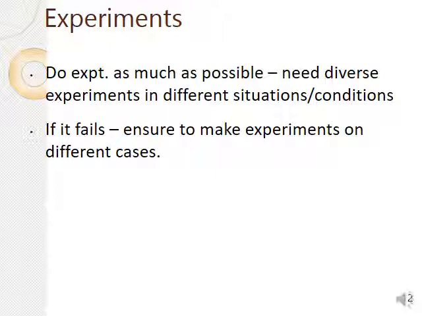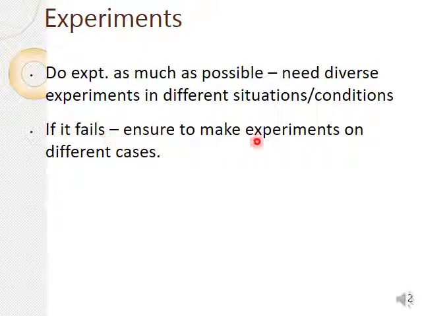Finally, we do experiments. Do experiments as much as possible. You need diverse experiments in different situations and conditions. I mentioned in one of the previous lectures that if you have real data, that is the best. If you do not have real data, then go for artificial data or simulated data. And I gave an example on gait recognition. You can have a look in the previous lecture.